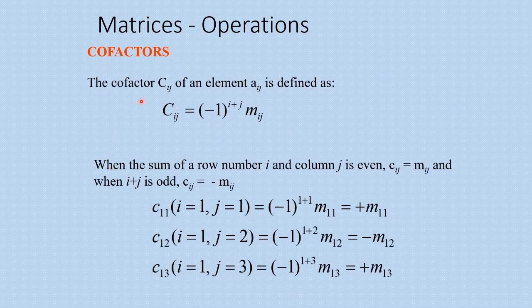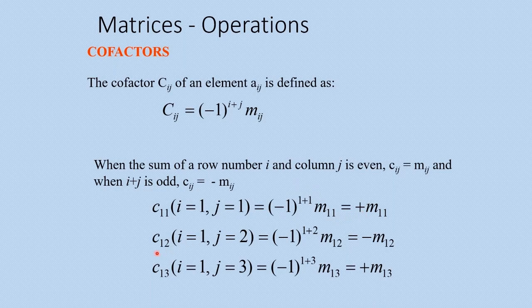Cofactors. The cofactor Cij of an element Aij is defined as Cij is equal to (-1) to the power (i plus j) into Mij. When the sum of row number i and column j is even, Cij is equal to Mij, and when i plus j is odd, Cij is equal to minus Mij. Now here, in C11, i is 1 and j is also 1, so i plus j is 2, which is an even number, hence plus M11.